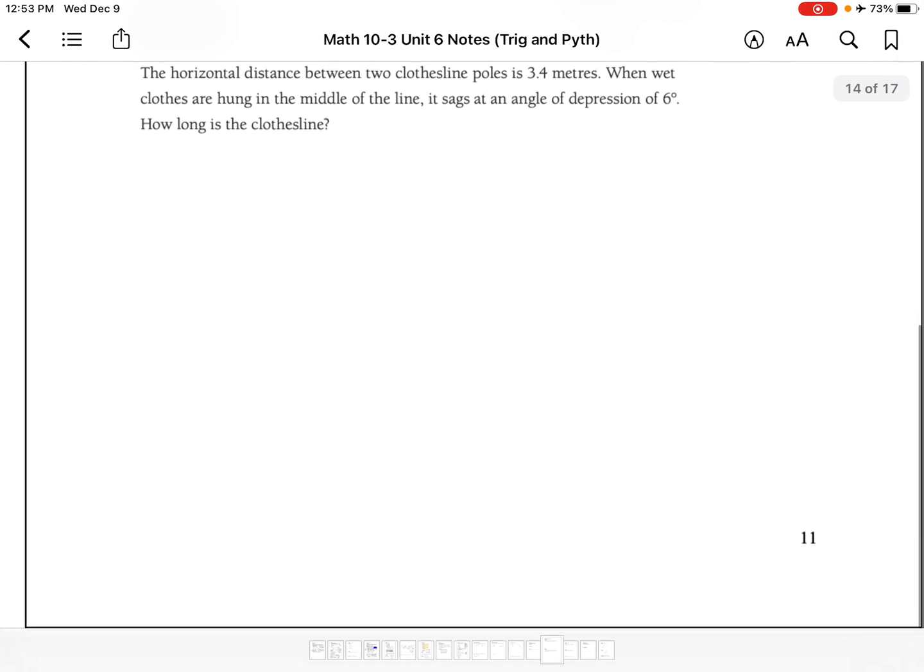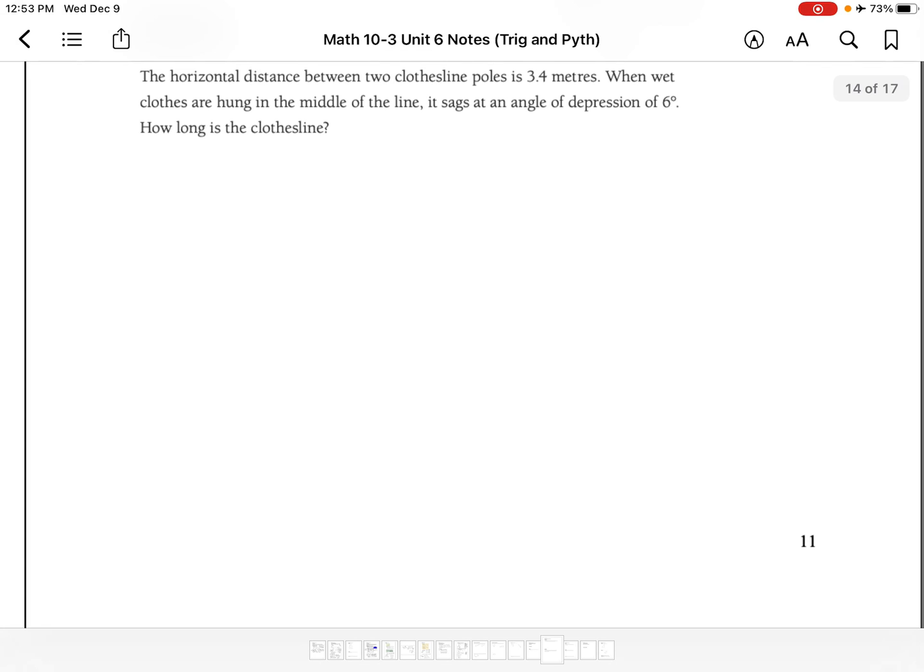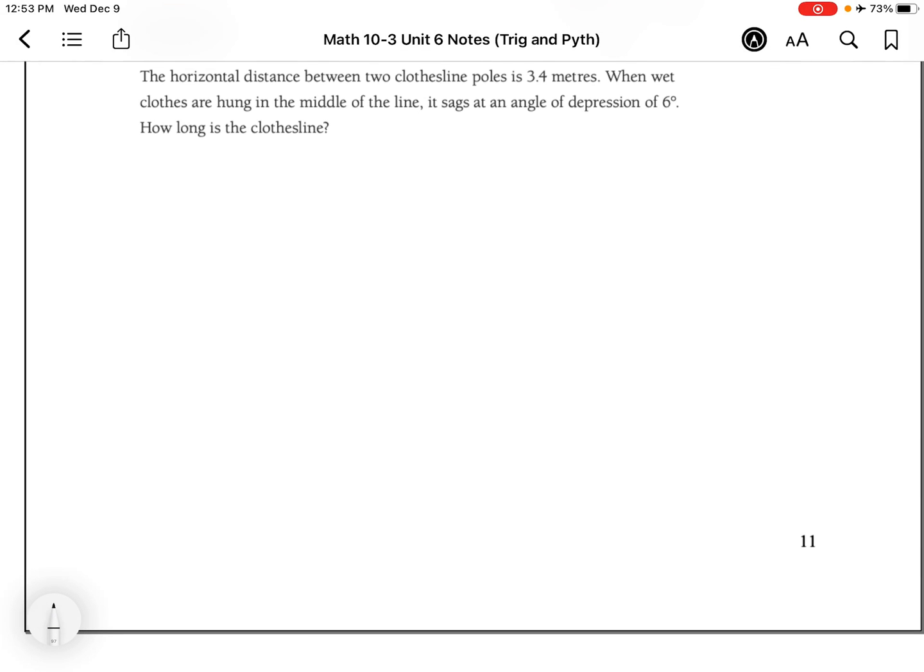All right. The horizontal distance between two clothesline poles is 3.4 meters. When wet clothes are hung in the middle of the line, it sags at an angle of depression of 6 degrees. How long is the clothesline? Okay, so we've got a clothesline. So that's like what you would put laundry on to dry on. And it's being held up by 2 poles.